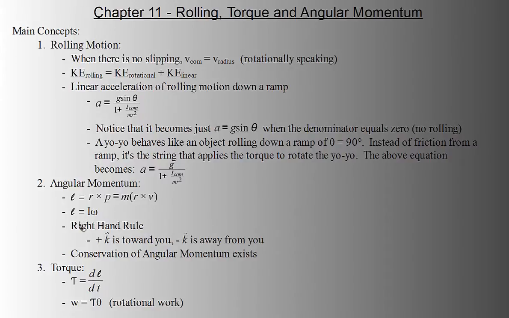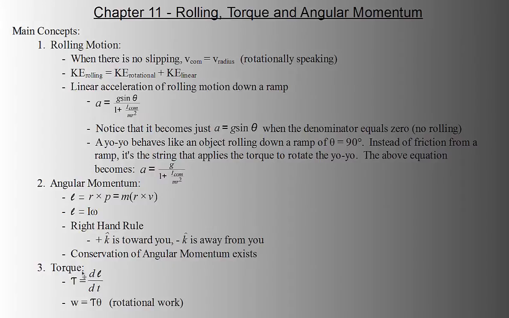In dealing with angular momentum, we need to use the right hand rule, and I'll show you how positive k is pointing towards you and negative k is pointing away from you. And we still have conservation of momentum, in this case conservation of angular momentum.